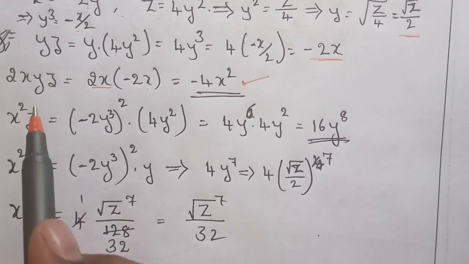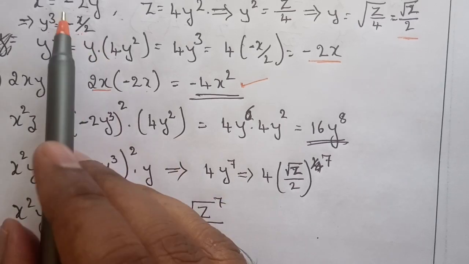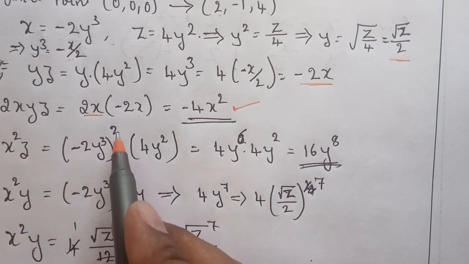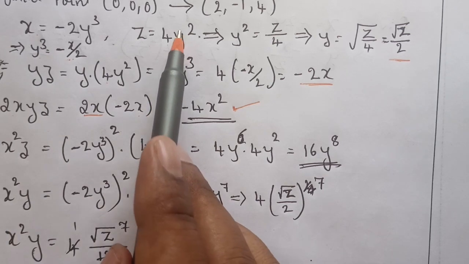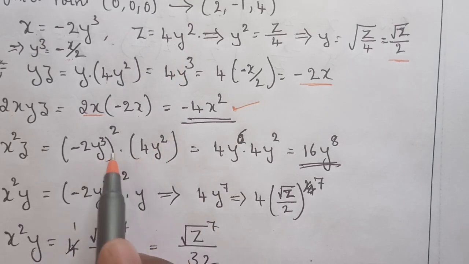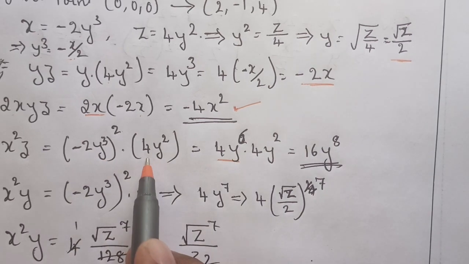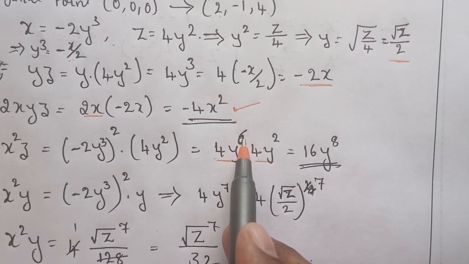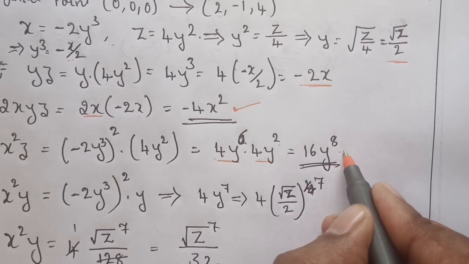So that is x square z, I will take it. So what is x? x is minus 2y cube. So x square means the whole square I am going to write, into z. z is given as 4y square. I just substituted these two. So this becomes 2 square is 4, into y power 6, and 4 into y square I will write as it is. So 4 times 4 is 16. y power 6 into y power 2 becomes y power 8. So this is the second term.